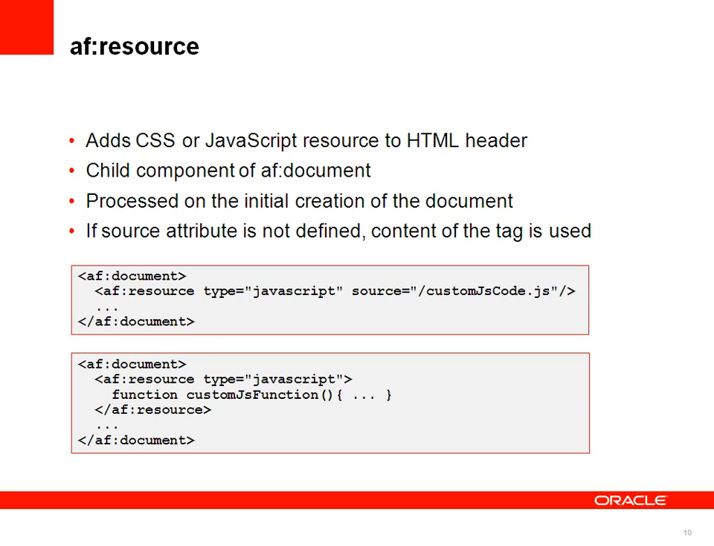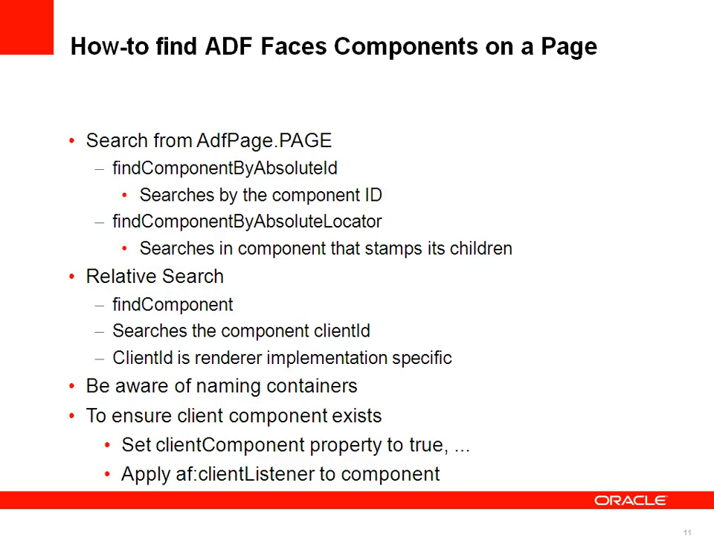You can have more than one af:resource tag on a document. So you can have as many as you want. So you can have a mixture of af:resource tags referencing external files, and other af:resource tags that have the JavaScript in the body, which typically you want to do if you have a mixture of generic reusable code and page-specific code.